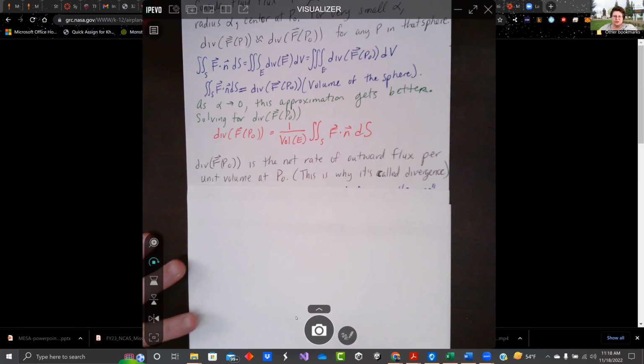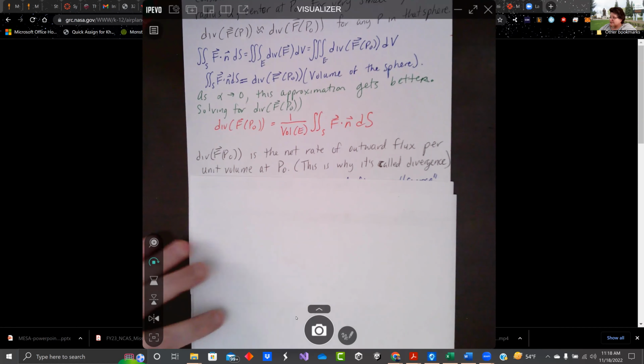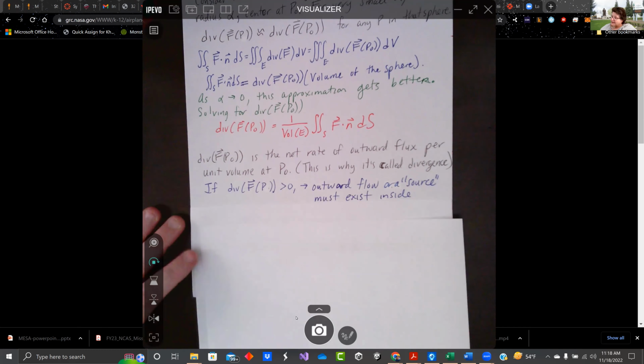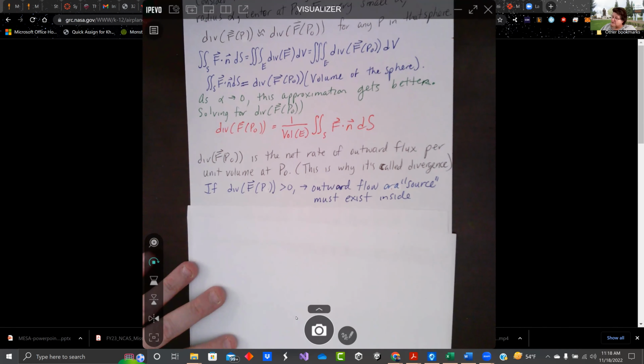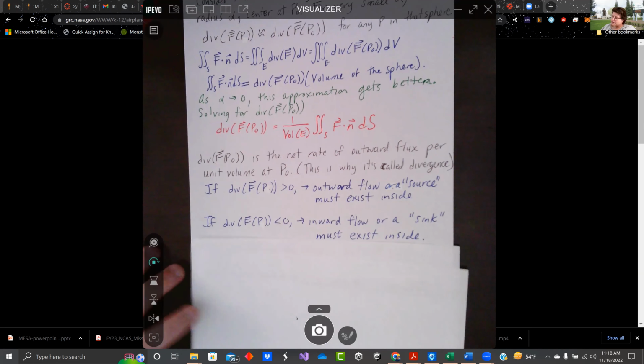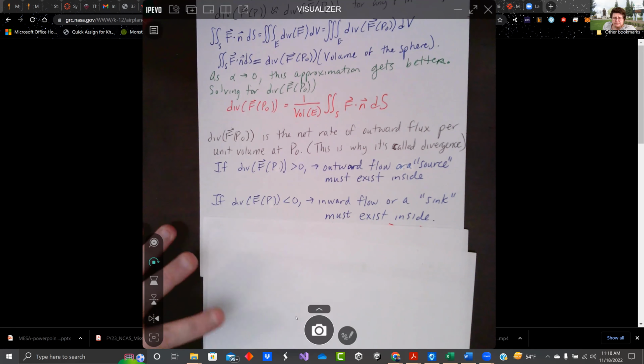So what is the divergence of F at P naught? It's the net rate of outward flux per unit volume at P naught. That's why we call it divergence. It's how much is diverging away from the point. If that is greater than 0, there's outward flow, and there must exist a source inside that small sphere or inside our surface. If the divergence is less than 0, then more stuff is flowing in than out. We have a sink inside. Something's making stuff disappear.